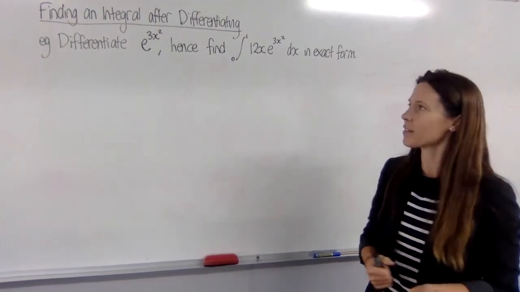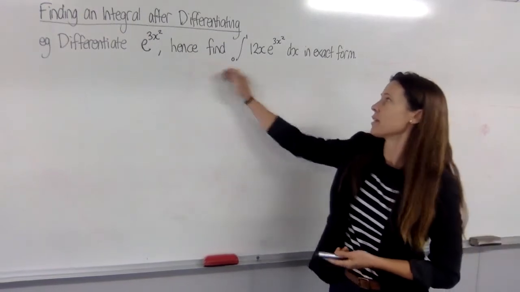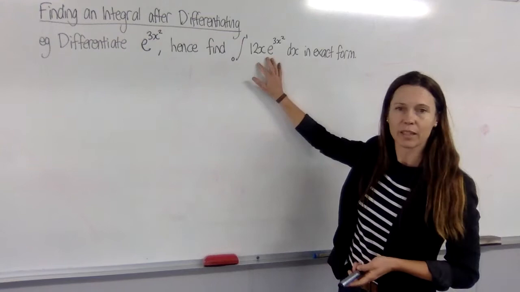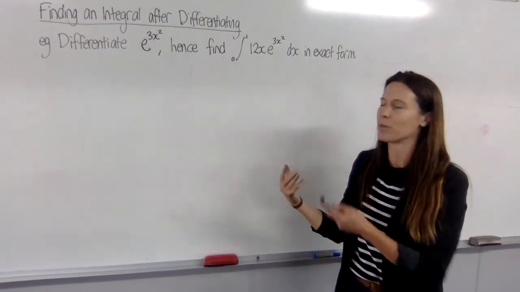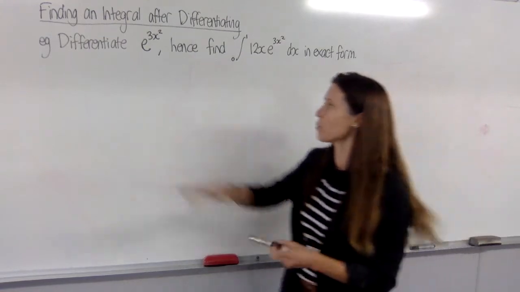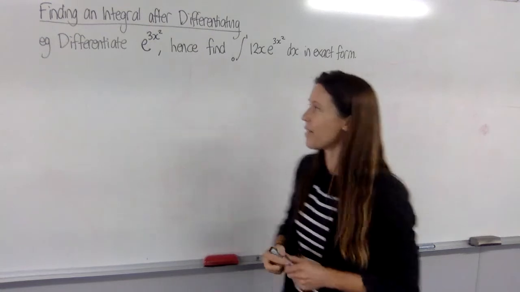Now, sometimes you'll be asked to differentiate something first and then use what you've found to integrate something else. We've already seen how to integrate something like this, which is not a perfect question, but we know how to adjust it. So a question like this is actually even easier because we've got a great big clue. We're differentiating something and then adjusting that.